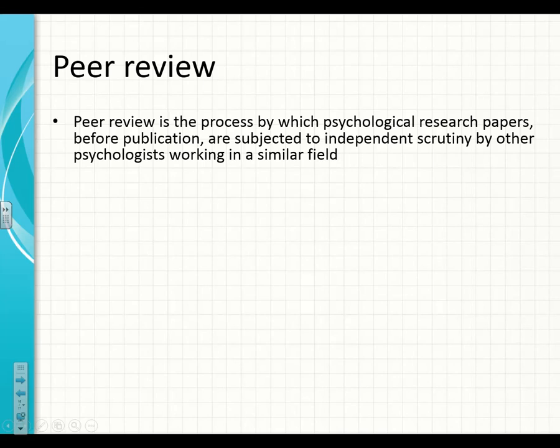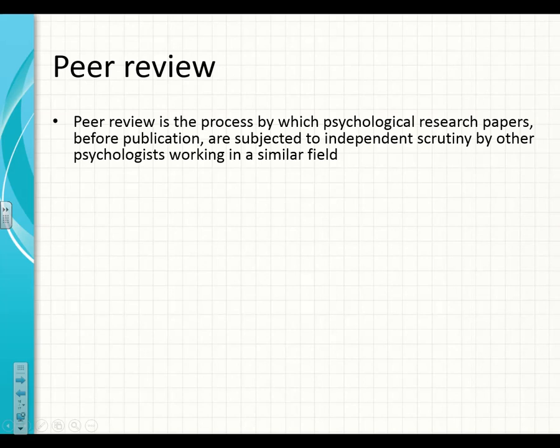So please make sure that you're aware of it, because they like to put questions that have been answered poorly back in. So peer review is the process by which psychological research papers, before publication, are subjected to independent scrutiny by other psychologists working in a similar field. So that's the exact wording from the specification.